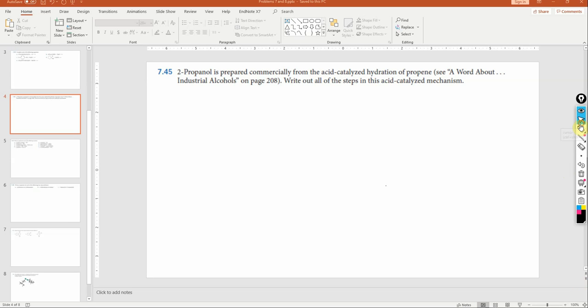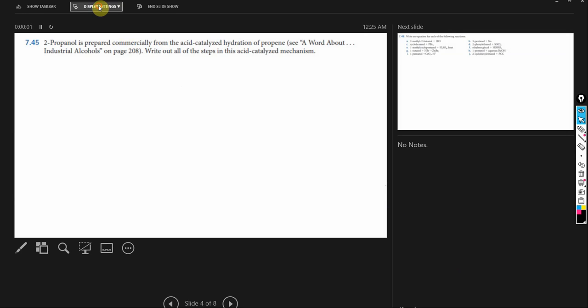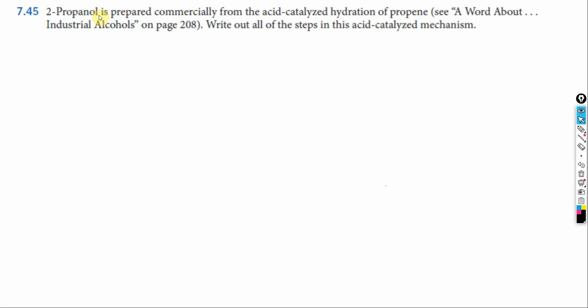So in this problem, you're just asked to write a mechanism for the conversion of propene to 2-propanol. So it's simply a mechanism question. That's all. Propene is that, and there is only one possible alkene isomer you can have for this, because there is only one position you can have a double bond.